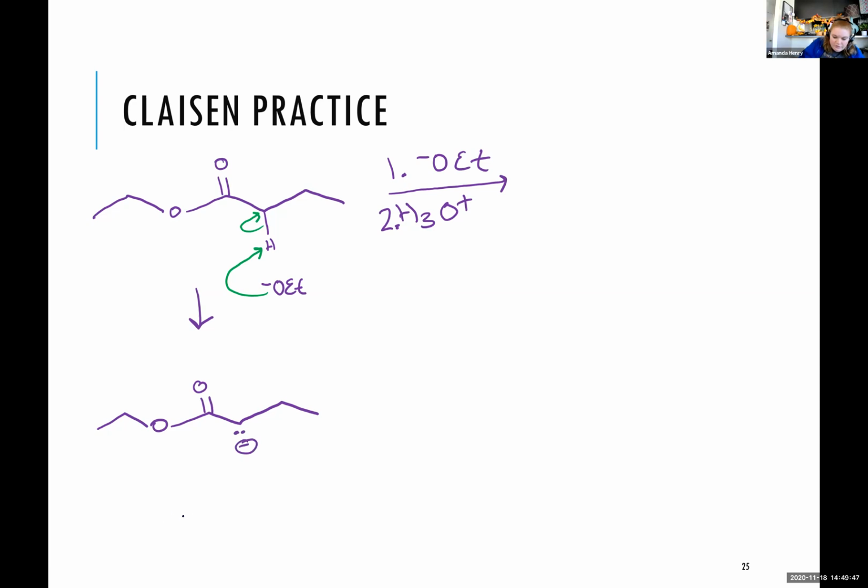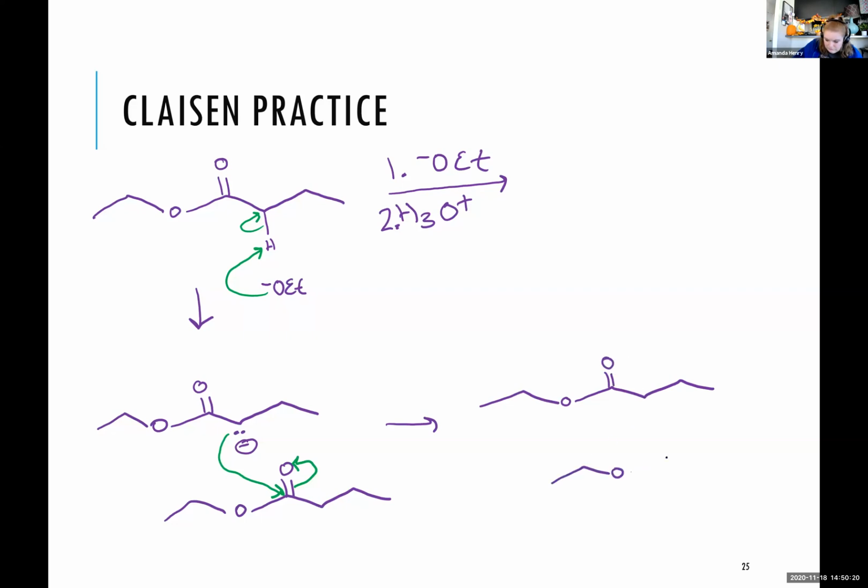Then I'm going to draw one more ester down here. So now we're going to do our nucleophilic attack, going from my lone pair right onto that carbon. Pi bond becomes a lone pair on the oxygen. So here's my new bond going from my alpha carbon to what was the carbonyl carbon. There's my negatively charged oxygen. So this is my tetrahedral intermediate.